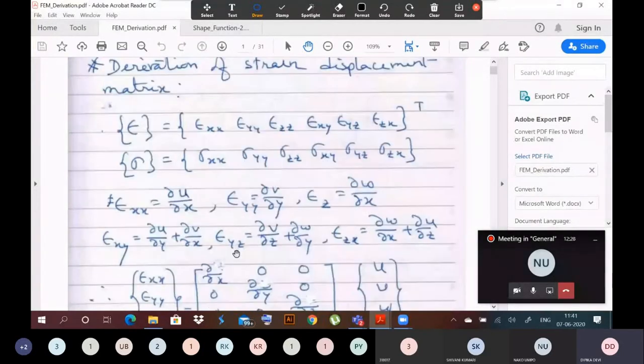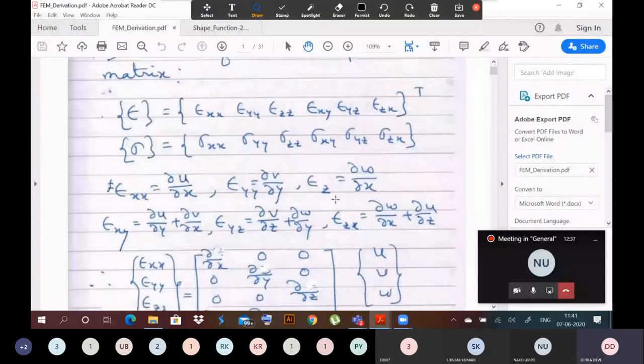So epsilon xx will be equal to del u by del x, epsilon yy del v by del y, epsilon zz, del w by del z, epsilon xy is equal to del u by del y plus del v by del x. But usually epsilon xy, epsilon yz, epsilon zx, they are small strains, so there should be one half term here. I have omitted it, that doesn't matter. When we use the half term, it will be called a small strain. When you don't use the half term, that will be called engineering strain. That also I have already discussed.